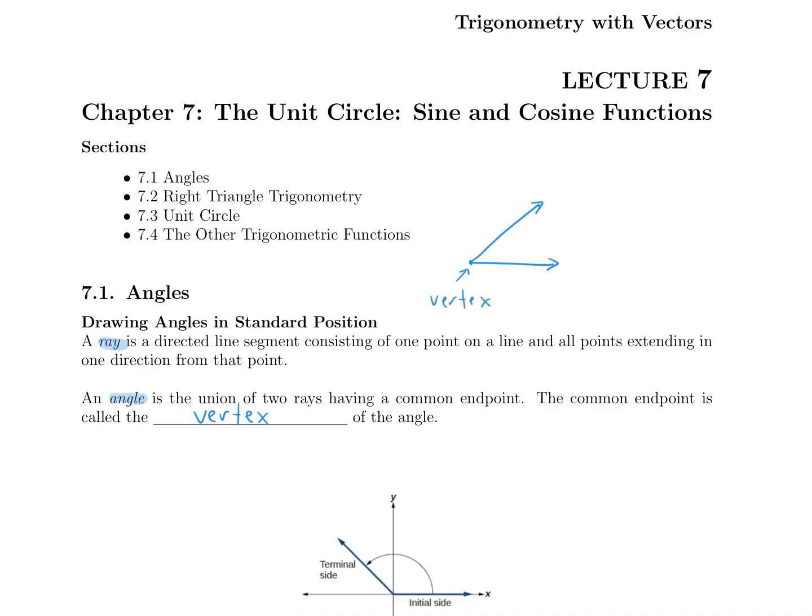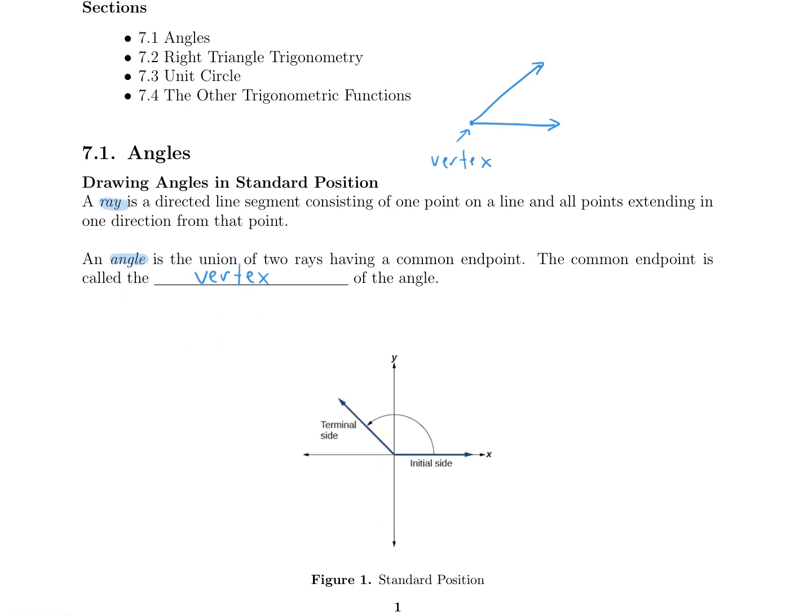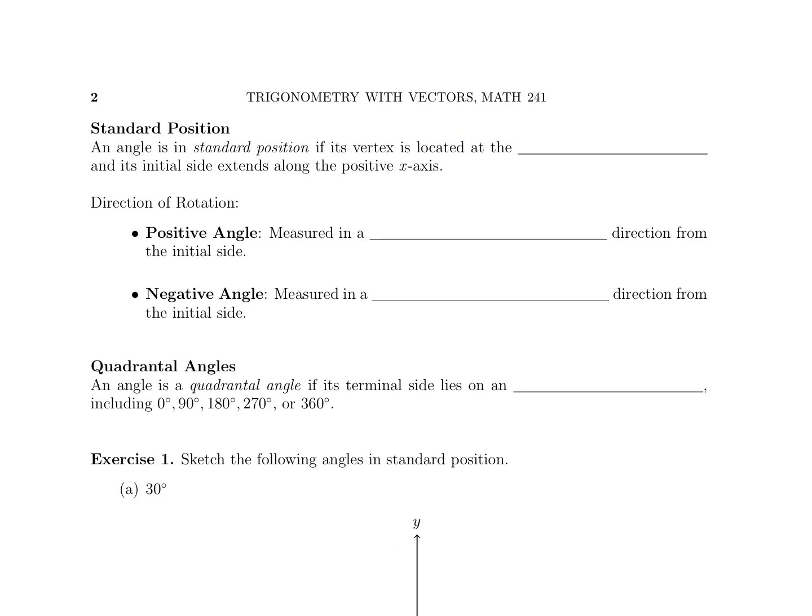All right, let's see what else we can learn about this. Down below, there's a picture of an angle. As you can see, this is called the initial side, and this is called the terminal side. The direction at which the angle goes is counterclockwise, which is the positive direction. And if you go clockwise, that would be going in the negative direction. Okay, let's look at the next page.